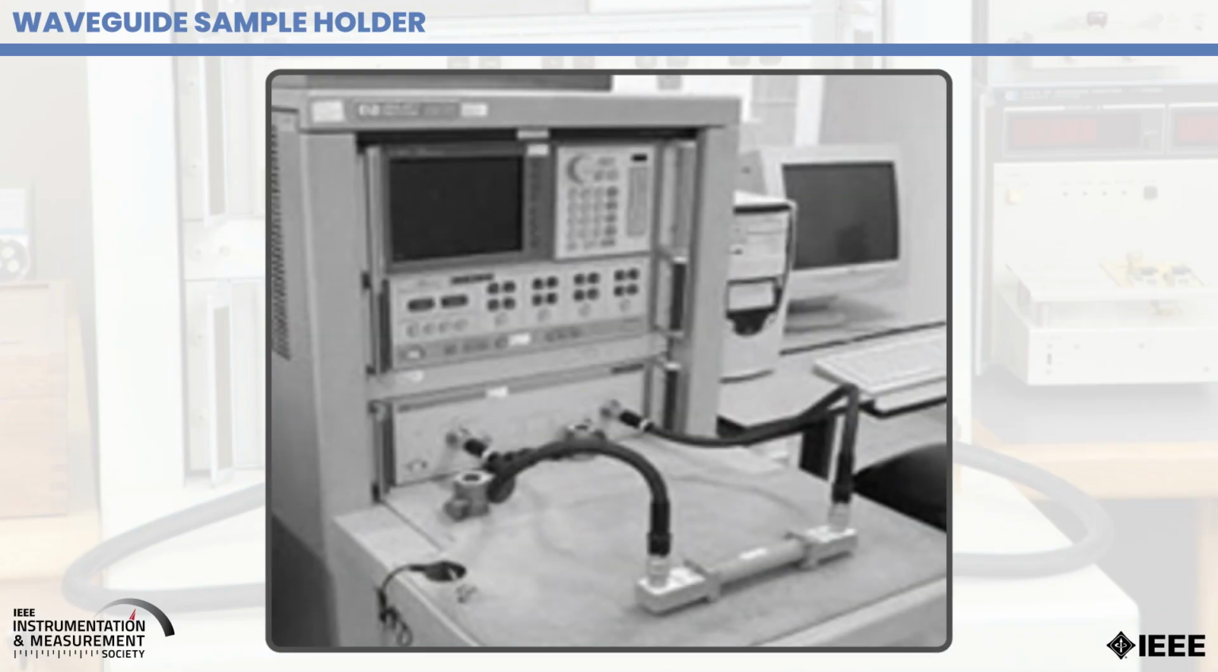A waveguide sample holder is simply a section of waveguide. To make the measurement, the material is machined so it fits snugly inside of the waveguide.